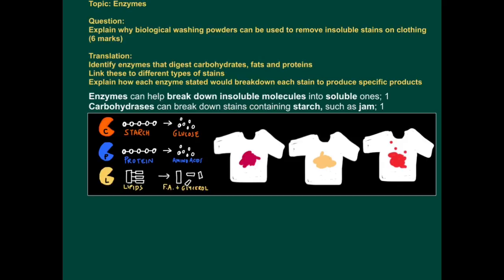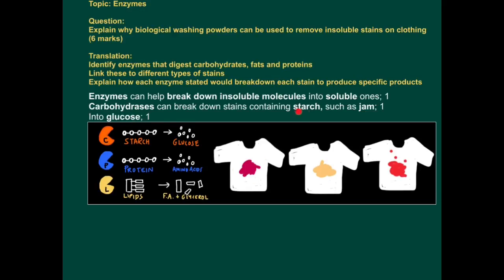Now I'm going to be specific and talk about certain sets of enzymes. So carbohydrases are carbohydrate digesting enzymes such as amylase. They can break down stains containing starch such as jam. So in this loaded sentence I've talked about an example of an enzyme and what it acts on and given an example of such a stain. So a jam is a good example of a stain containing starch. And it will break down starch into glucose. So now I'm talking about the products made.